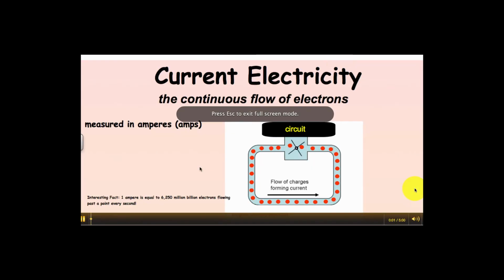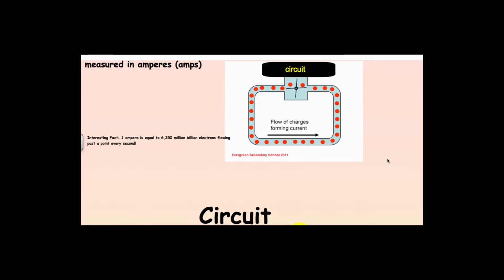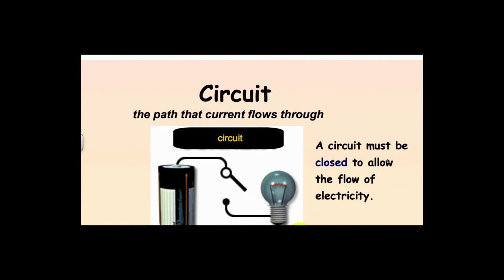So like we saw in the last video, current electricity is one of the three types of electricities, and it's the continuous flow of electrons measured in amps. So again, in this diagram, the electricity is flowing. This is the current flowing through this circuit. We've used that word circuit a few times. Now this is the actual definition.